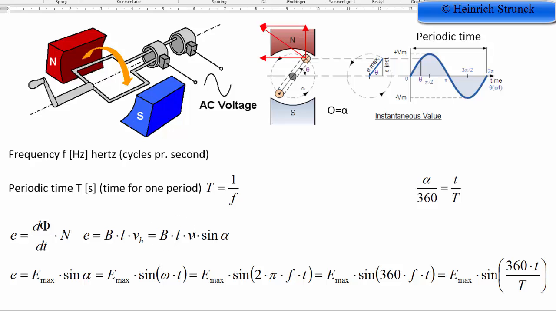This value, the speed of the wire, the length, effective length, and the flux density, we can put into one value. That is the voltage, the maximum voltage, the maximum electromotive force. And it is located up here or down here. So basically it is quite easy to find out the instantaneous value for the voltage: it is the maximum voltage multiplied by sine for the angle.